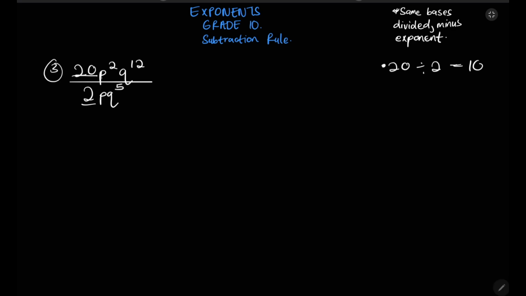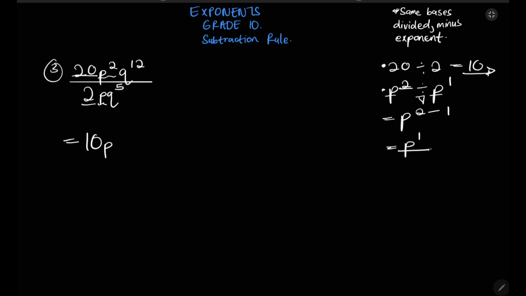Now let's move to our variables. We have p squared and p. p squared divided by p, right? Do we have the same base? We have p and p. Yes. Are they divided? Yes. So you write p, 2 minus 1, which is just p to the power 1. Okay, so you can just write down, I forgot to write down this 10, 10p. You don't have to write the power to the power 1.